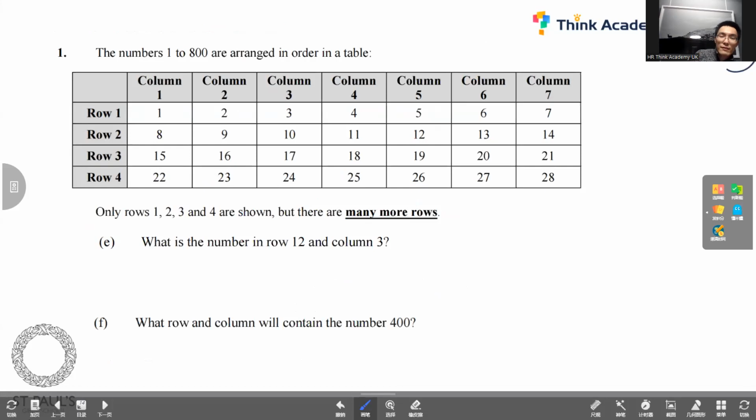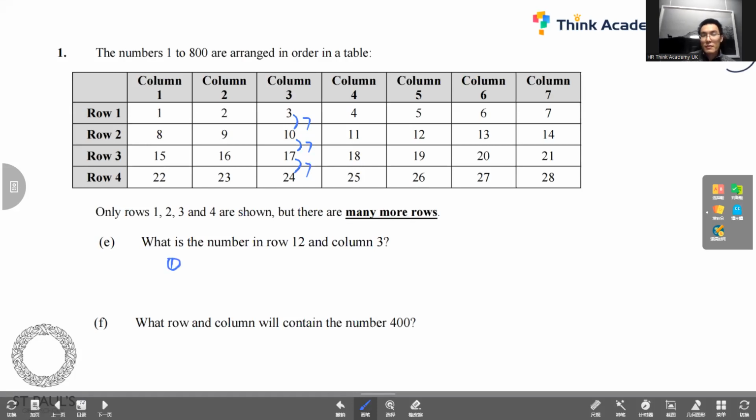So in column 3, we have 7, 10, 17, 24. Again, we're adding 7. We're going up by 7 each time. That means this is an arithmetic progression. And I hope you're still happy with what we learned in lesson 4, autumn term, arithmetic progression. The general term method: we can find this number in row 12, column 3 quickly using the general term method.